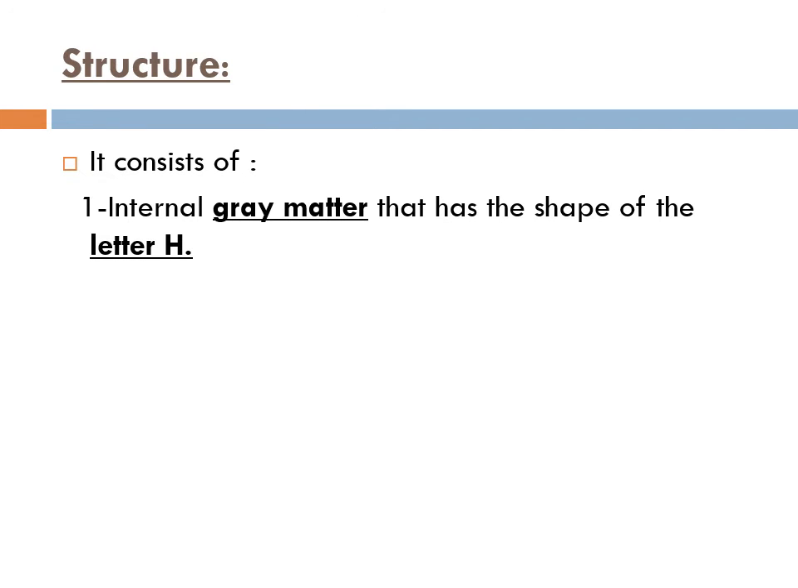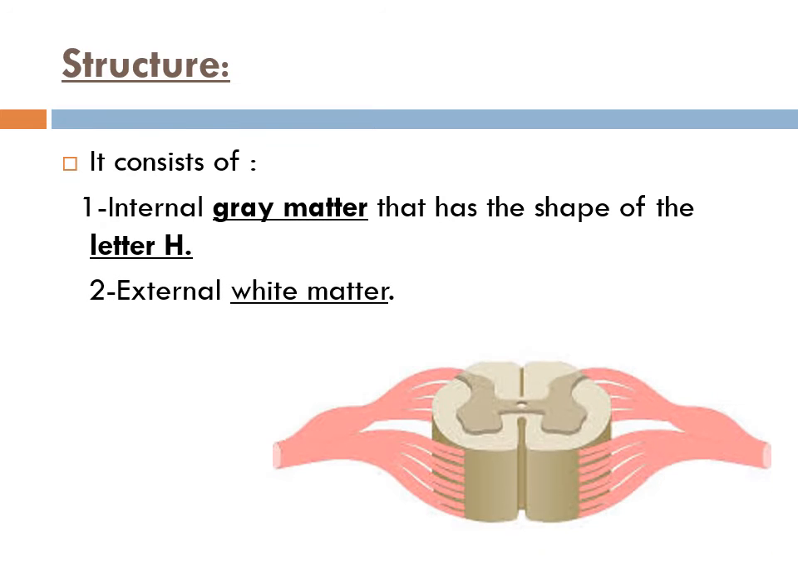The structure: it consists of internal gray matter that has the shape of the letter H. So from inside it's gray in color and in the shape of H, and there is an external white matter from outside. So from outside it's white and from inside it's gray, like the shape of the letter H.